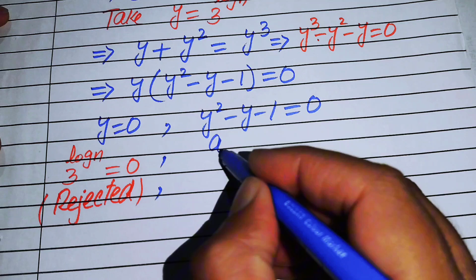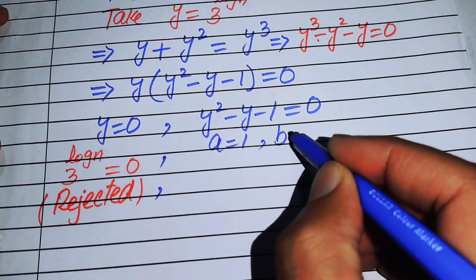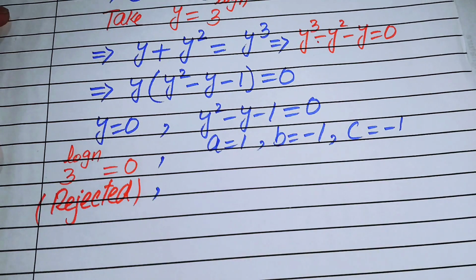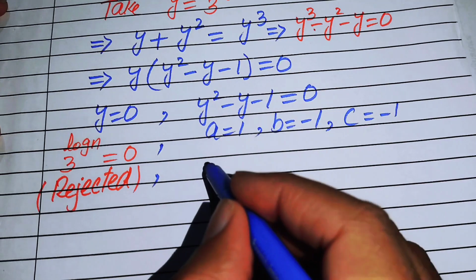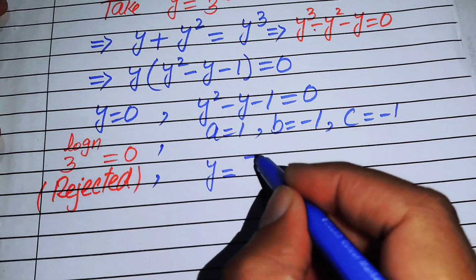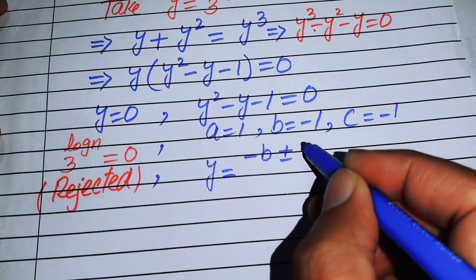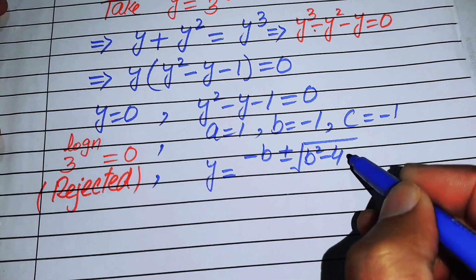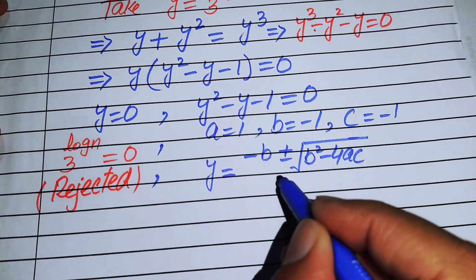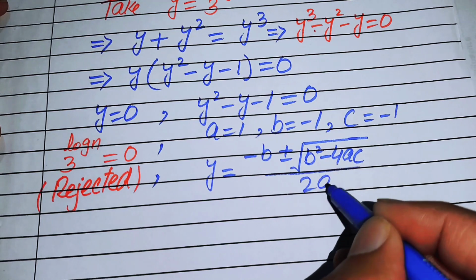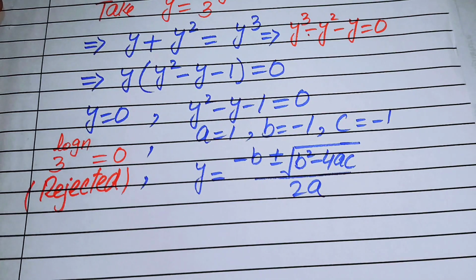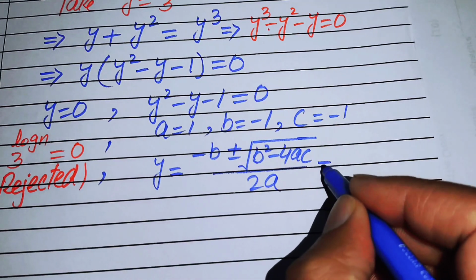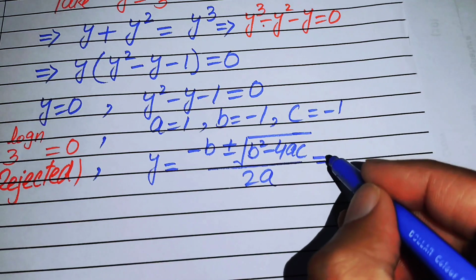So here we have a equals 1, b equals minus 1, and c equals minus 1, and our quadratic formula is y equals minus b plus or minus square root of b squared minus 4ac, all over 2a. And now you can just put all the values of a, b and c in this nice formula, and you will get its output here.